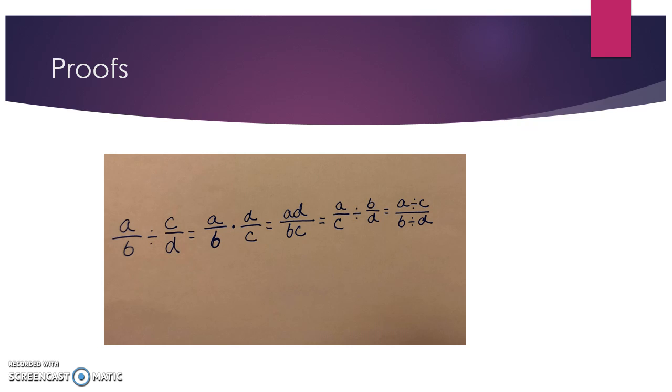So I have a over b times d over c, which then simplifies to ad over bc, which can be rewritten and is equivalent to a over c divided by b over d. If you rewrite that, that's a divided by c over b divided by d, which, as you can see, looks the same as if you had just divided straight across right in the beginning. So this shows that dividing straight across is equivalent to multiplying by the reciprocal, and both can be used to solve for dividing fractions.